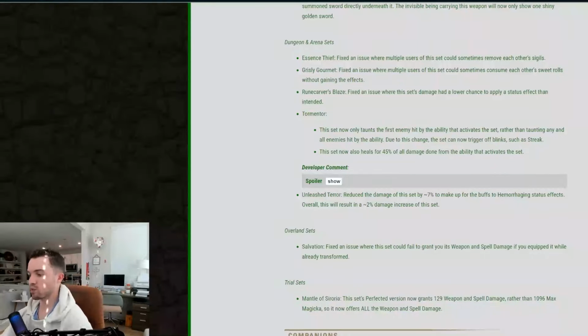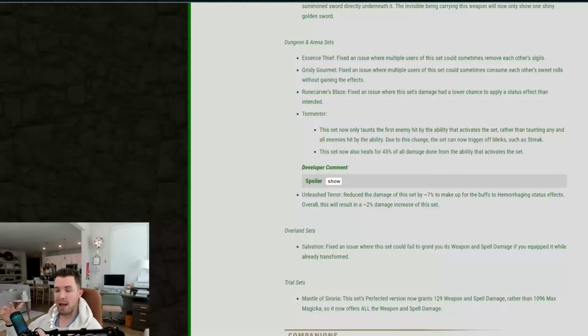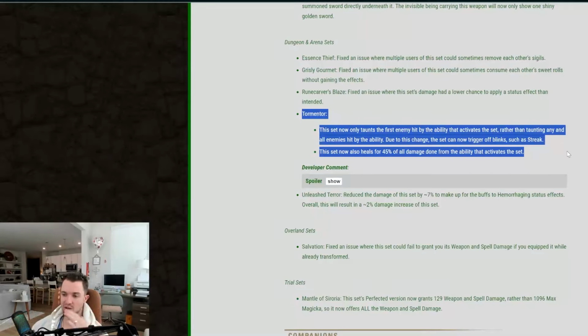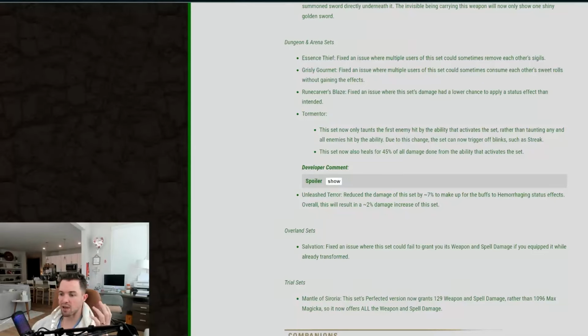So when I was going through the video yesterday where we were going through the patch notes and stuff, I totally missed going through the dungeon and arena sets. For some reason, I just glossed over this, and I have no idea why. But this is not a personal jab. This is constructive criticism. This change to Tormentor has to be the most out-of-touch change I've seen them do in a long time. And this is the kind of stuff that makes me think that the people writing the patch notes and doing all that stuff are not even playing the game.